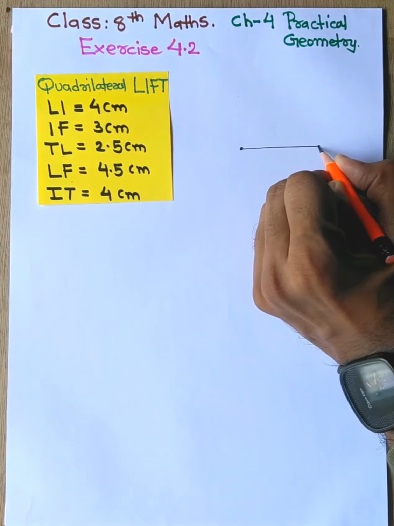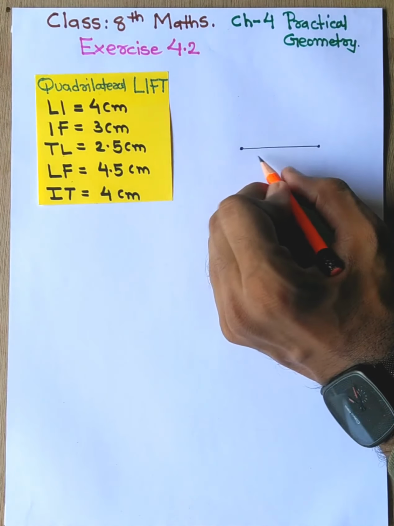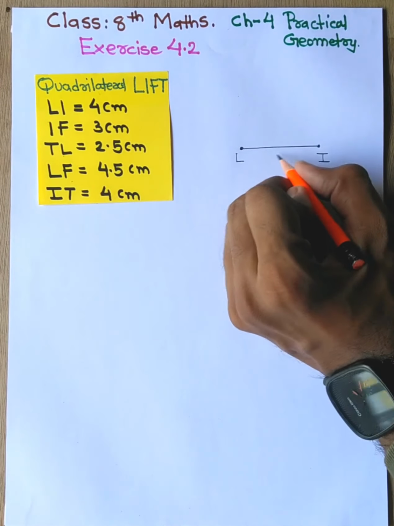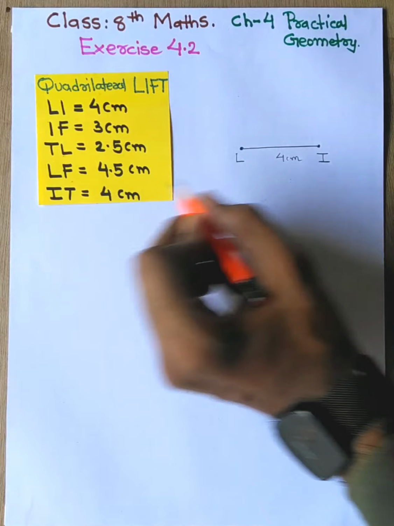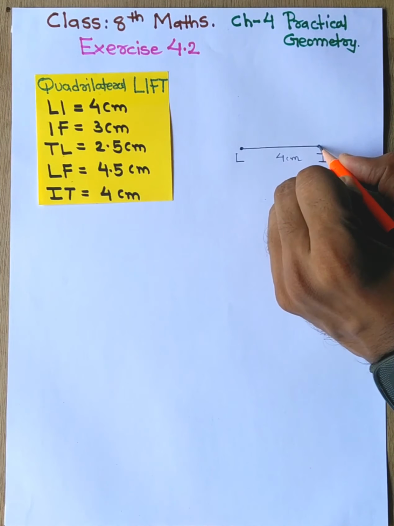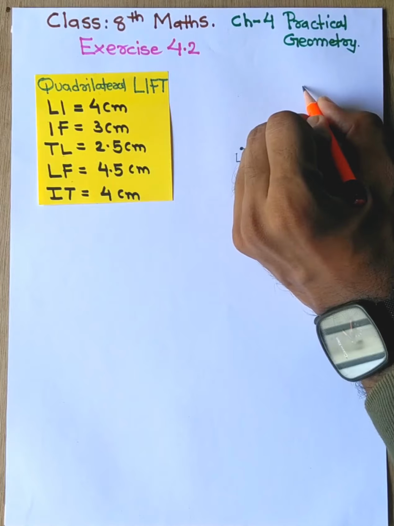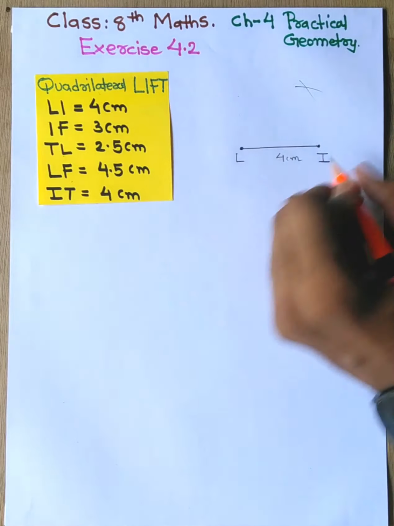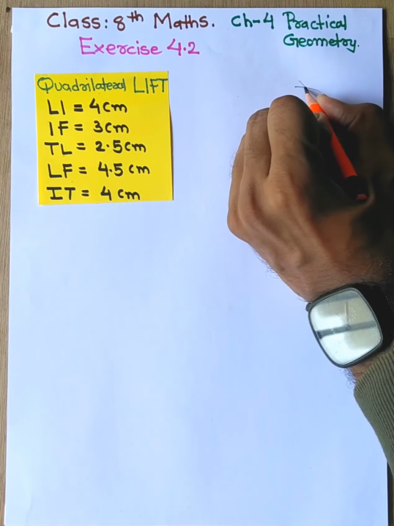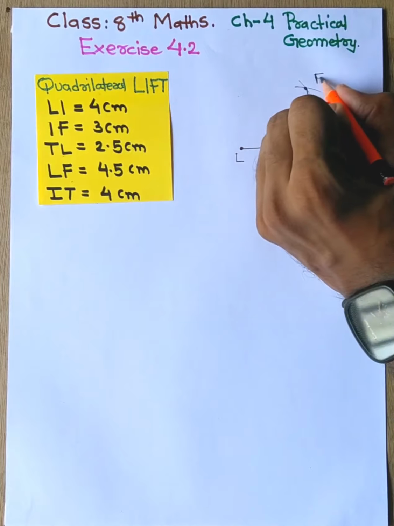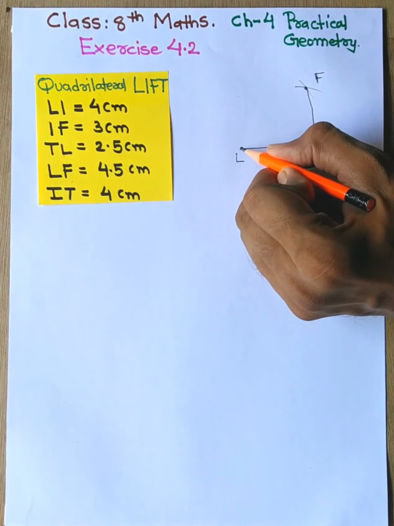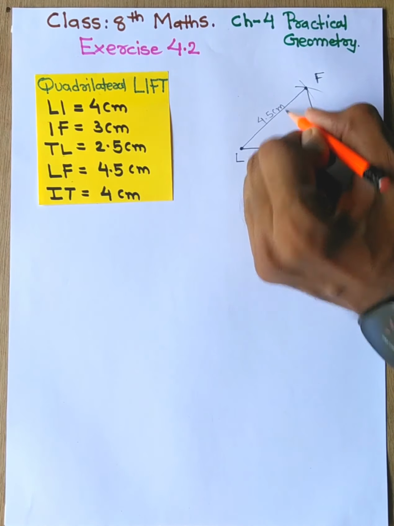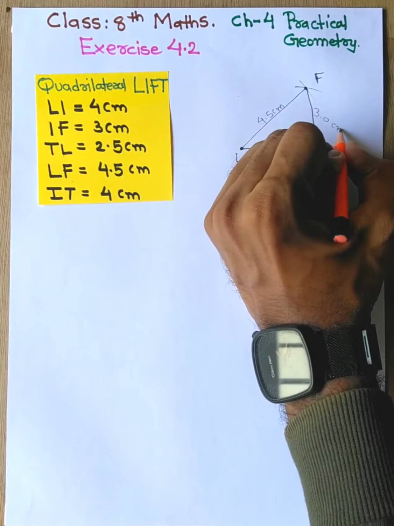You can see the measurements given are very less, so this construction will be little bit small. So here we are with LI, that is 4 centimeter. Then we'll go for point F, which is 3 centimeter from here. So we will make an arc of 3 centimeter and then LF will be 4.5. So we will get a point F over here. Now LF we will join. So one triangle is clear. This is 4.5 centimeter LF. This is 3 centimeter. Clear.